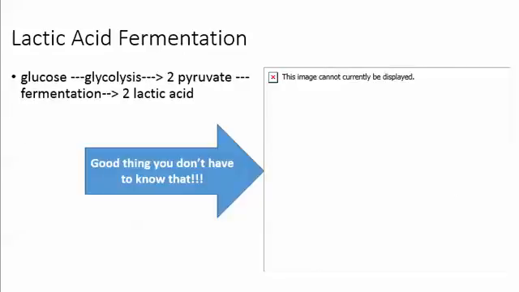So basically, for the overall process of lactic acid, it's the breakdown of a glucose molecule. Glycolysis occurs first, followed by lactic acid fermentation to make lactic acid. We don't need to know this huge formula. We just need to know that it occurs without oxygen and it's breaking down glucose to make lactic acid.